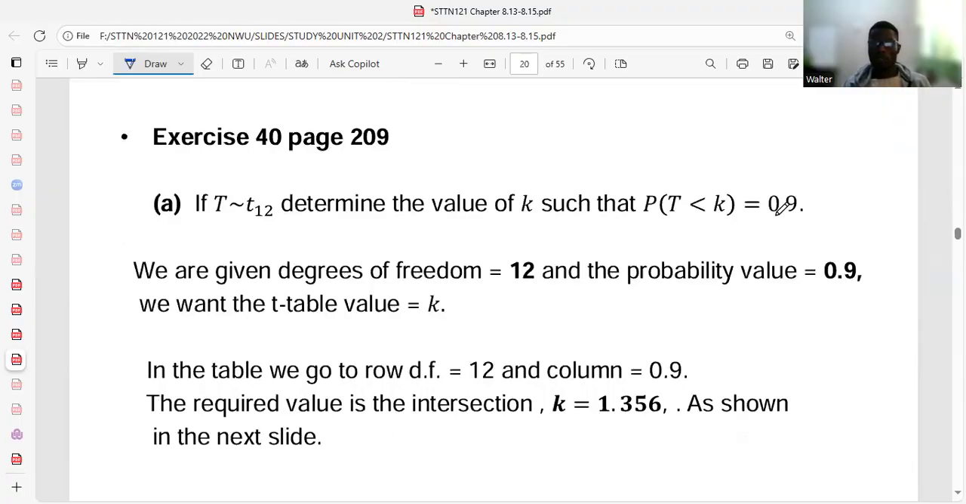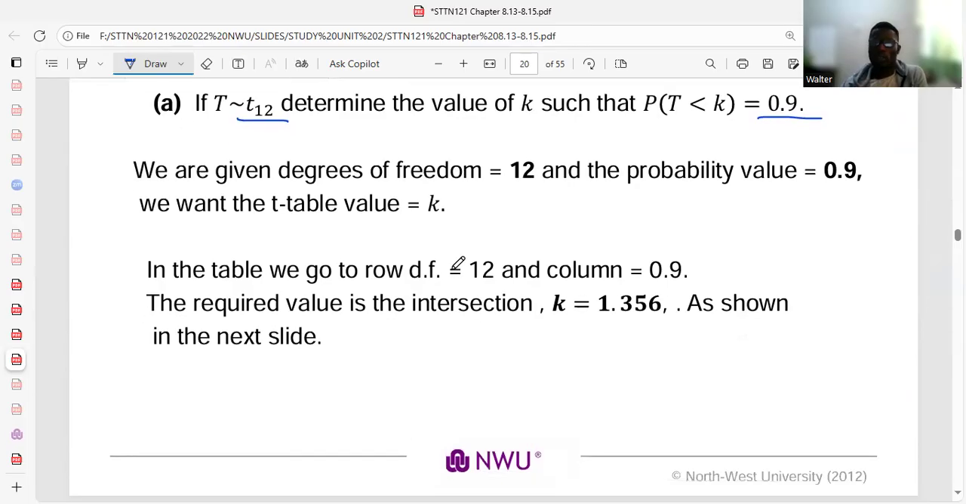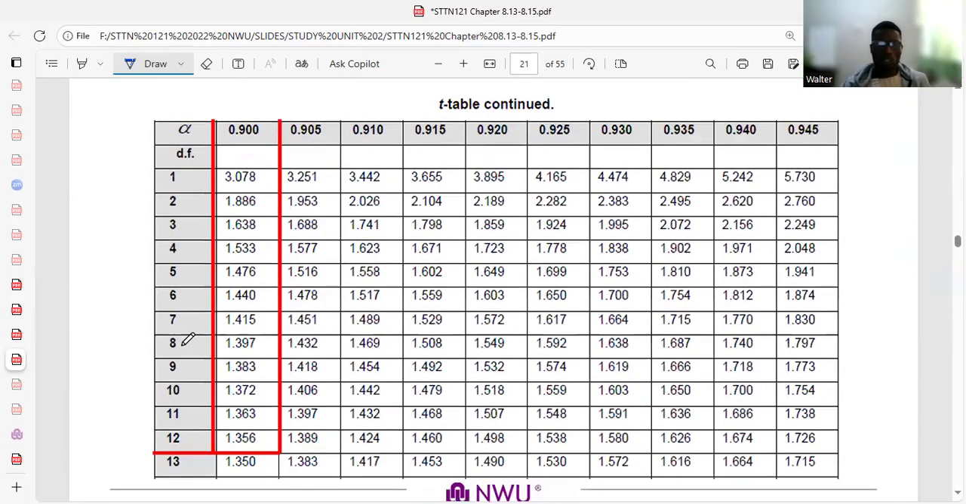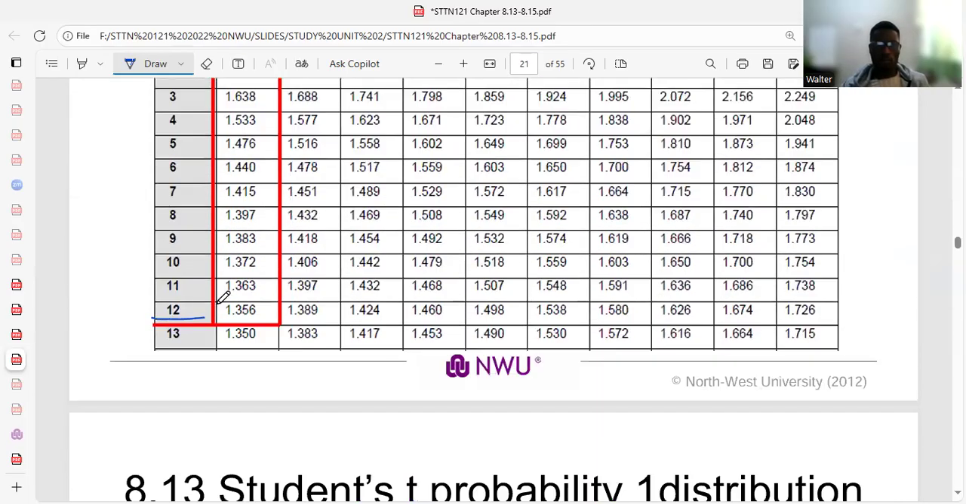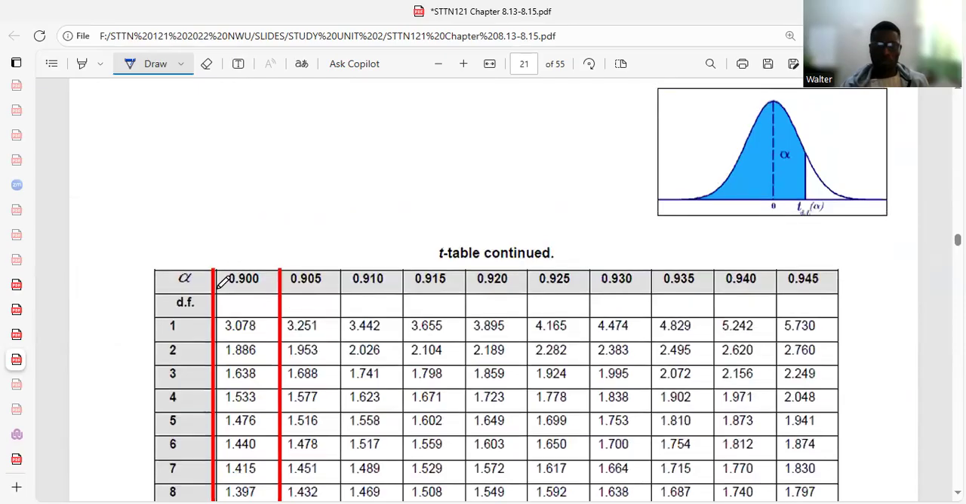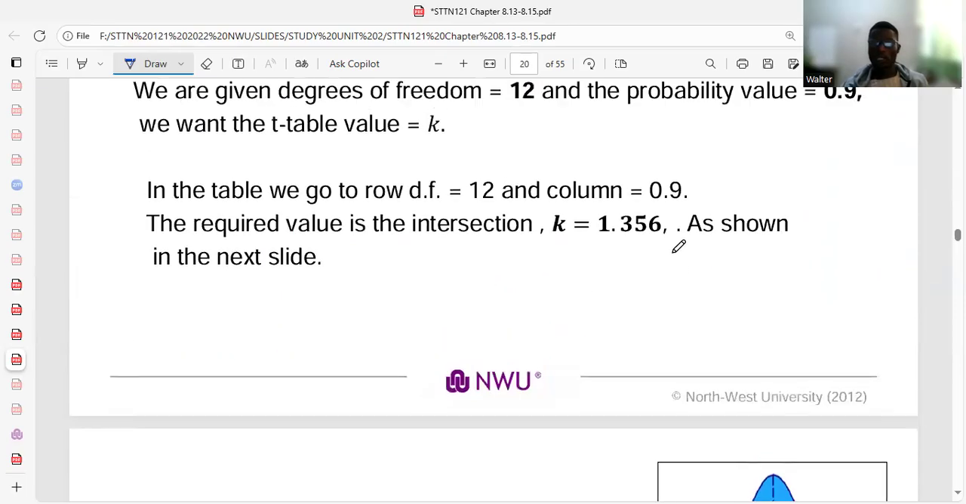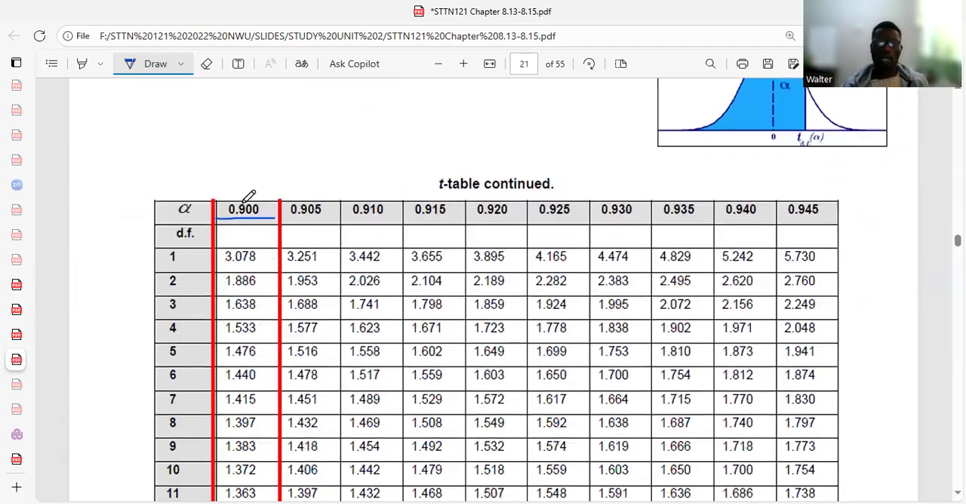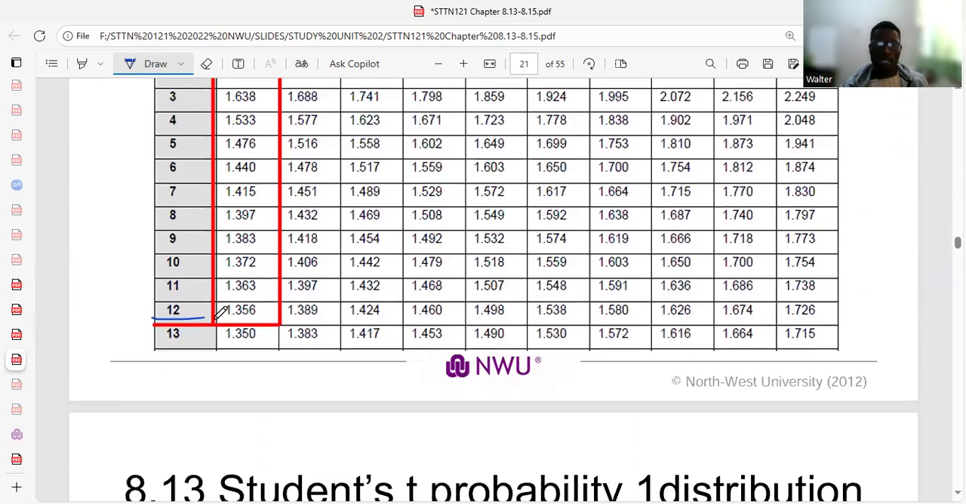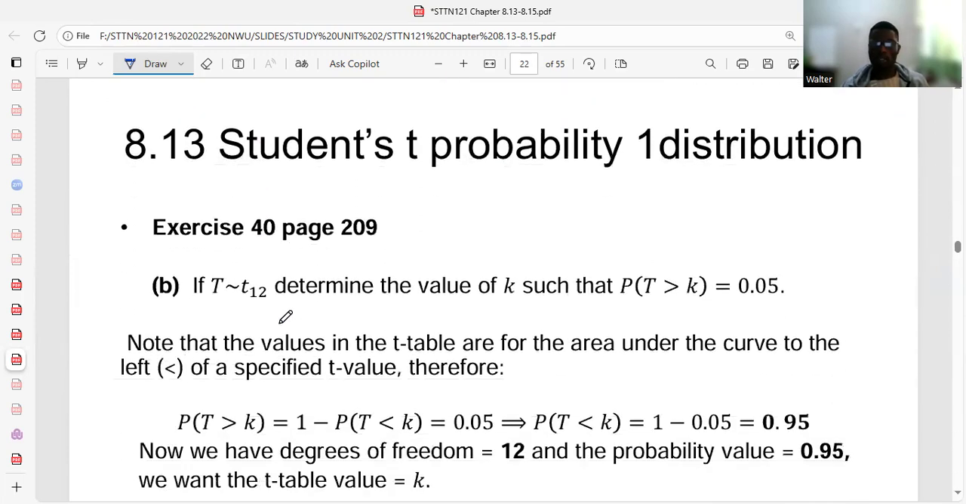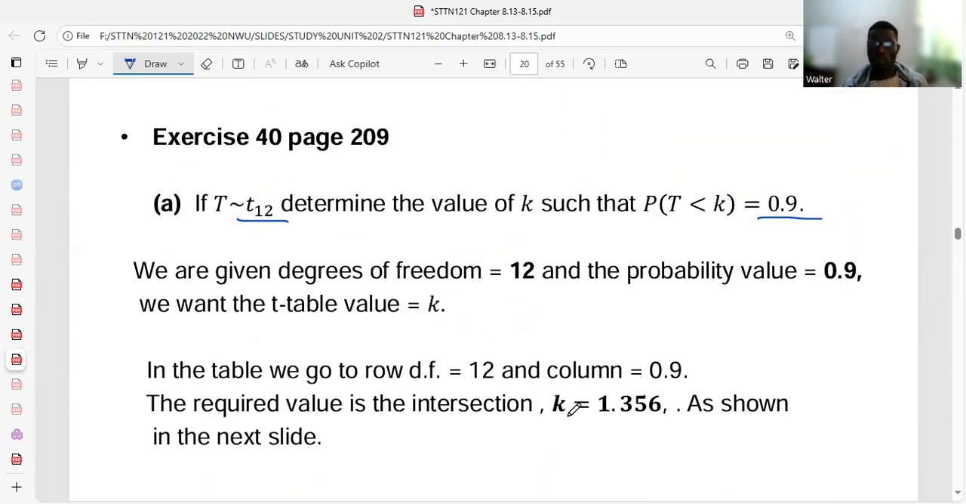You see, if the probability that you are given is 0.9, and the degrees of freedom is 12, this is what you use to get the value of K. Simple. You just go here and say, okay, it's 12, and they've already given you 0.9. 0.9 is the same as 0.900. Then it means that K will be 1.356. That's the reason why they say K is 1.356.